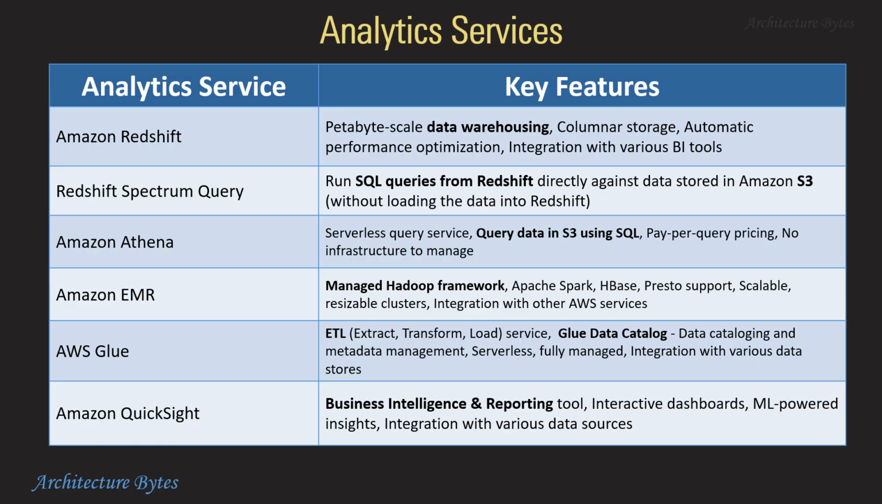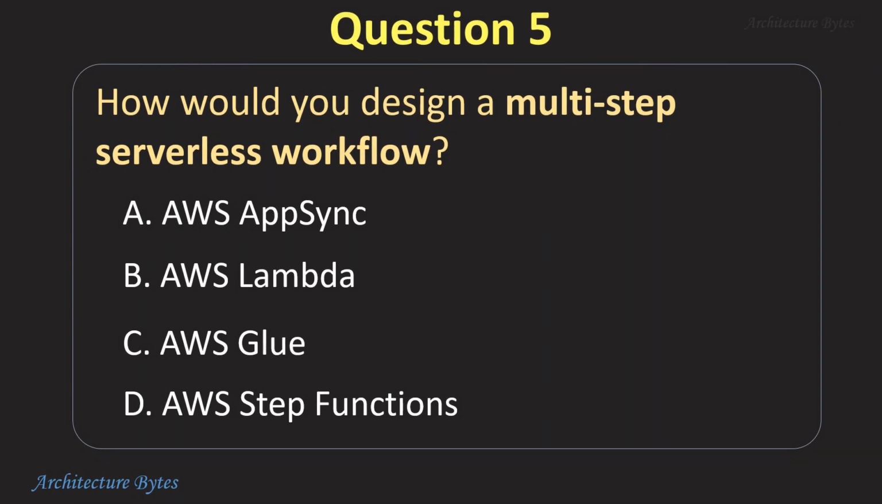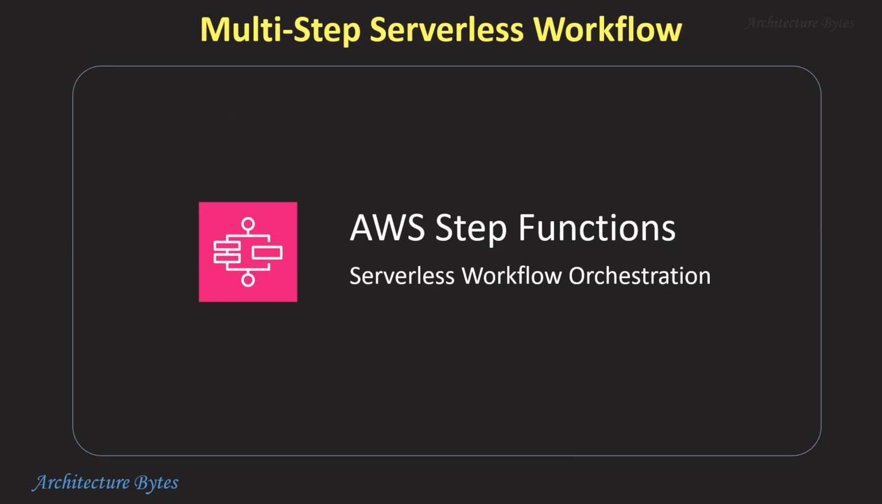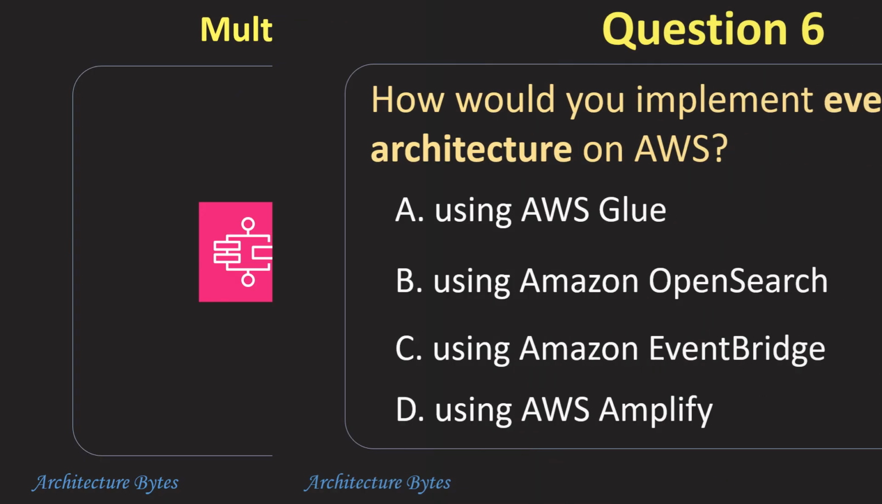Amazon EMR is a managed Hadoop framework. AWS Glue is an ETL service. Amazon QuickSight is a business intelligence and reporting tool. How would you design a multi-step serverless workflow? AWS Step Functions is a serverless workflow orchestration service.